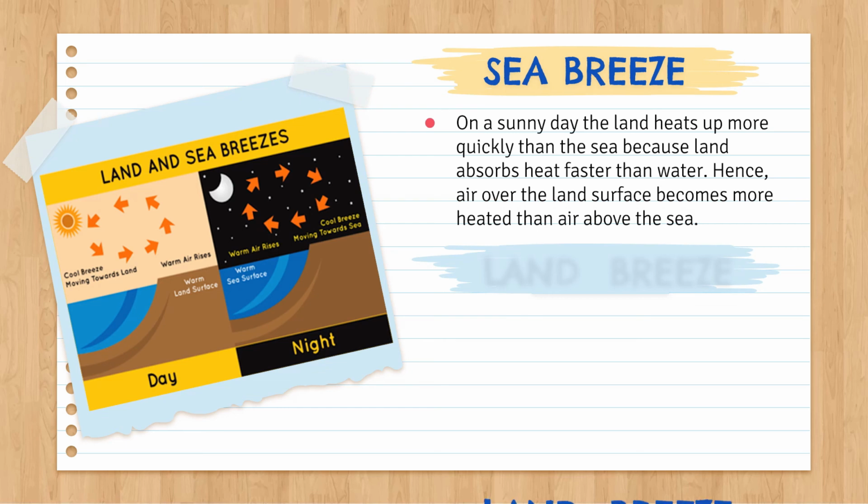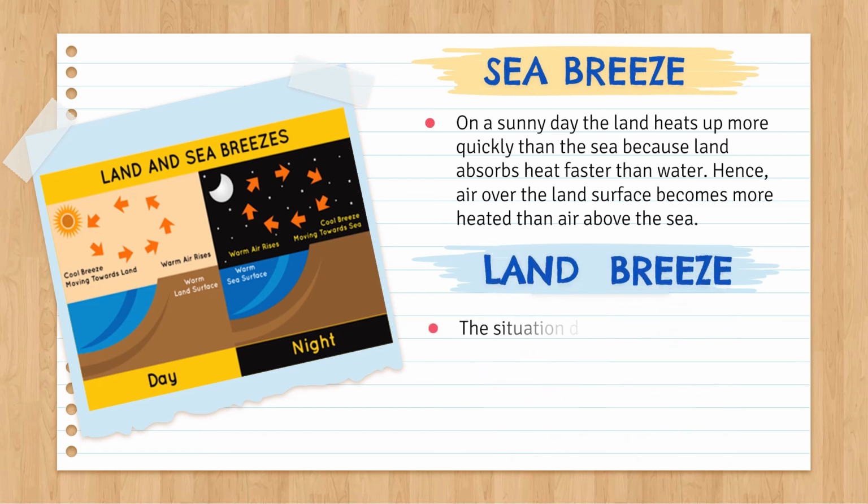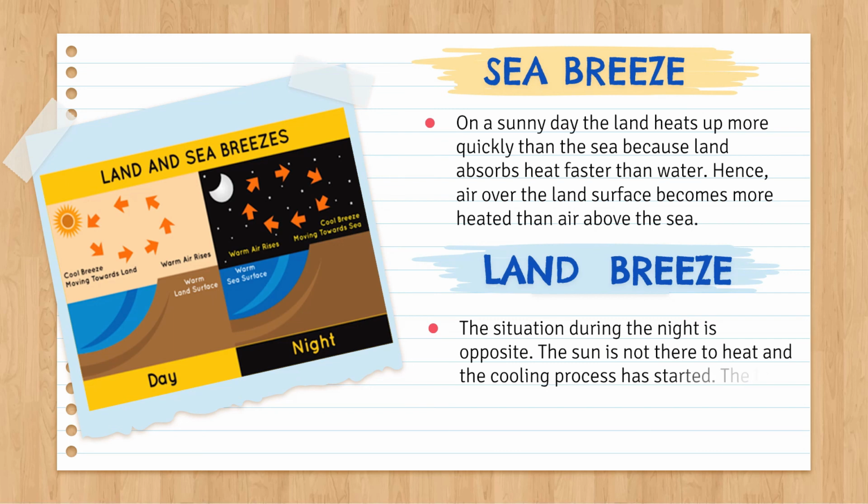For the land breeze, which occurs at night, it is the opposite. The sun is not there to heat and the cooling process has started. The land gives up heat more quickly than water. Thus, the air above the sea remains warmer and moves up while its place is filled by the cool breeze blowing from the land. Therefore, this breeze from land to sea is called the land breeze.